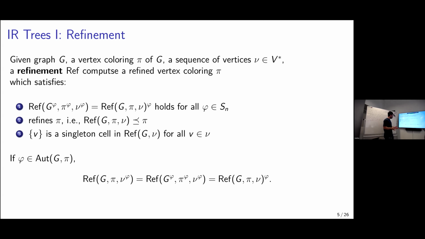It just means that you don't need to permute around G and pi. You only need to permute around the individualized vertices to end up in the result that's permuted by the automorphism. Anyway, I think it will start to make more sense if we go down in the process.